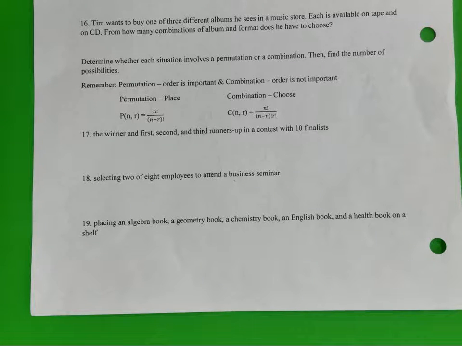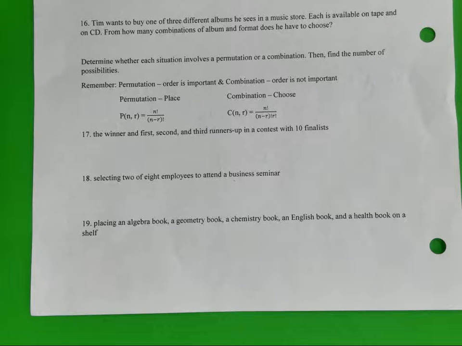Okay. So let's read these situations and discuss what you think it is. Number 17, the winner and first, second, and third runner-ups in a contest with 10 finalists. Would order matter in this? Yes. Who won, who came in first, second, third would. That's a permutation. Number 18, selecting 2 of the 8 employees to attend the business seminar. Selecting is the same kind of word as what? Choosing. So that would be a combination.